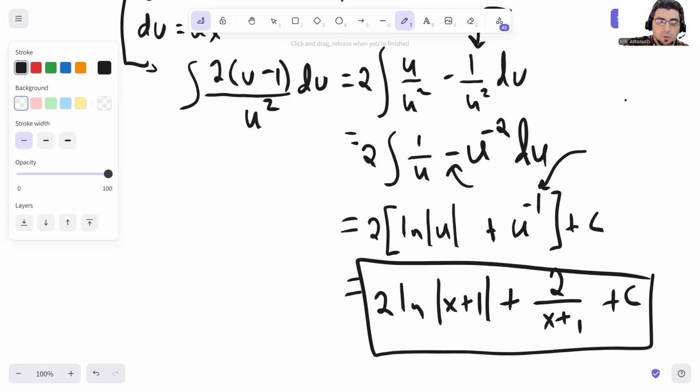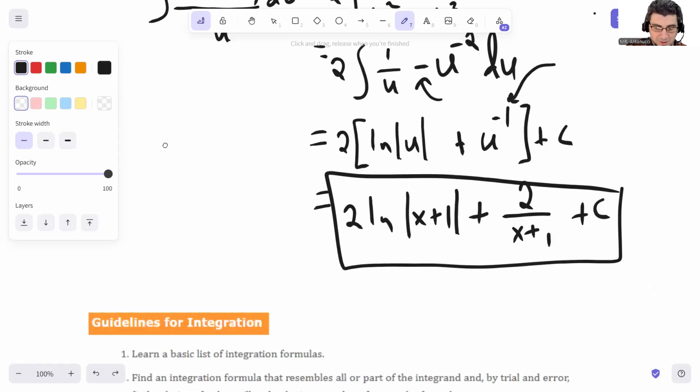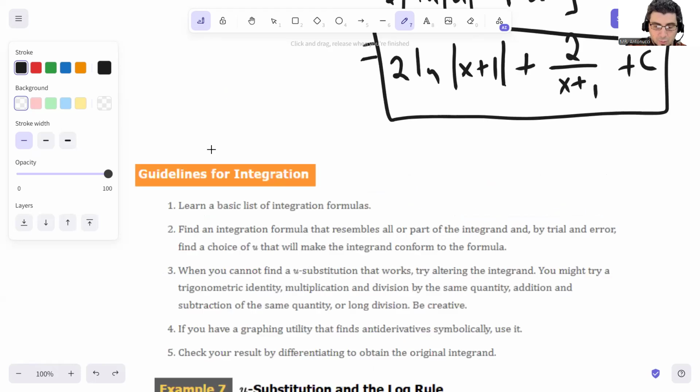Again, you can check the result by differentiating. All right. So those methods involve rewriting a disguised integrand so that it fits one or more of the basic integration formulas. And here are some guidelines for integration.